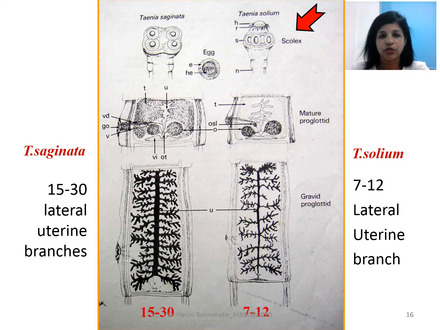Now this slide shows you the scolex differentiation of the two that we just discussed in the previous slide, and then the mature proglottids, which have the same square shape in both, and the gravid proglottids, where the differences are given as well. In the solium you can see it has fewer lateral uterine branches, about 7 to 12, whereas the saginata has about 15 to 30. So if proglottids are found in the feces, with the help of the number of uterine branches, we can see which species is present in the patient.